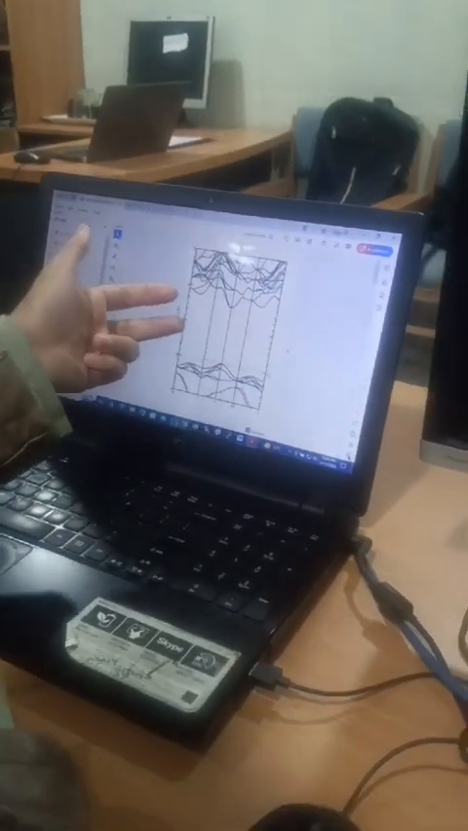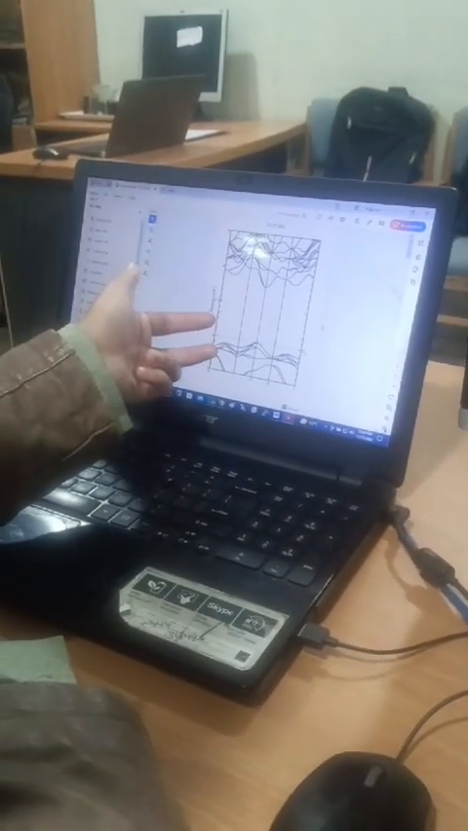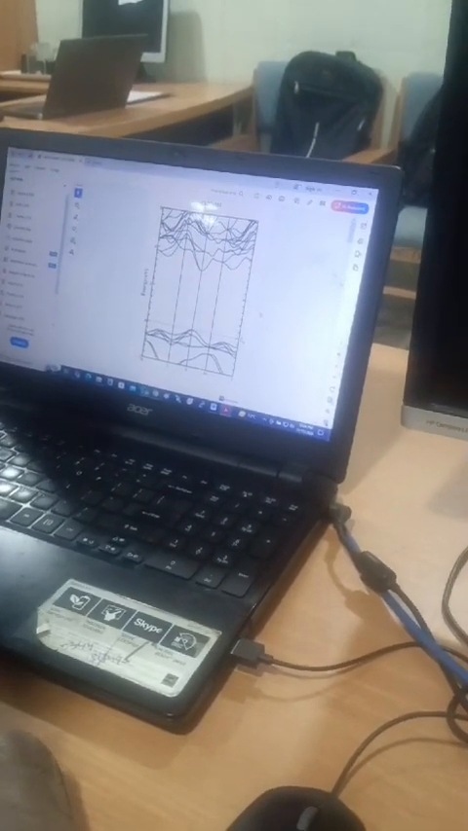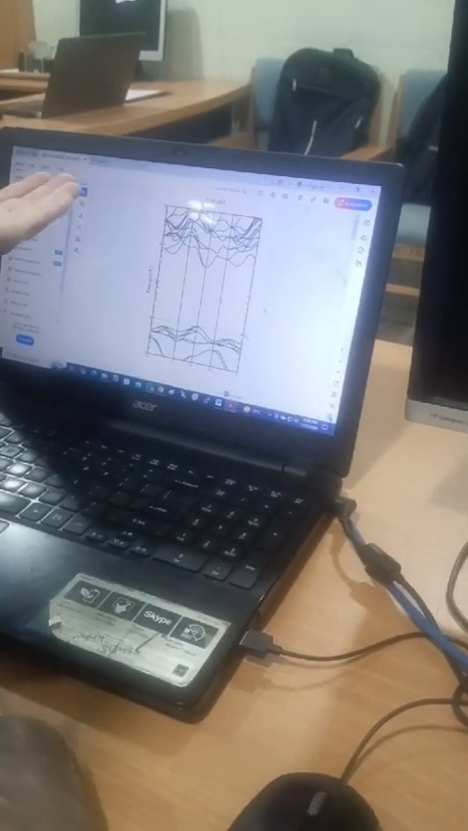So we discuss the main components of the band structure. This dotted line is known as the Fermi line or Fermi energy.